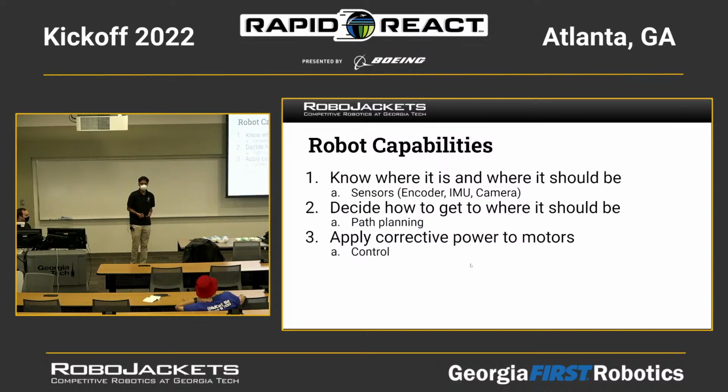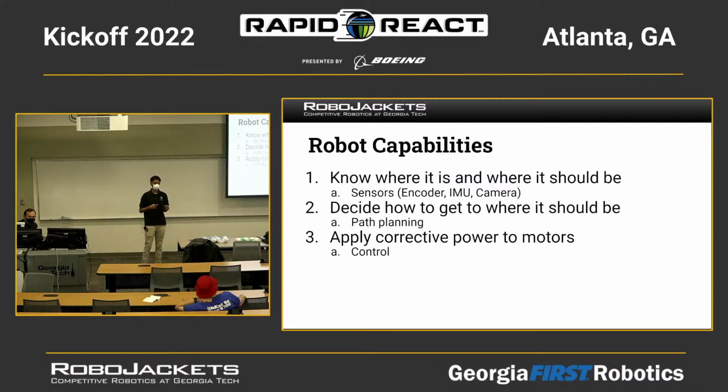So in order to do that, what does the robot need to be able to do? The first thing is it should know where it is, and then it should know where it needs to be. And how do we accomplish that? We have various sensors that are mounted in the robot: the encoders, the IMU, the inertial measurement unit, and the camera. That'll let the robot know where it is and where the objects of interest are.